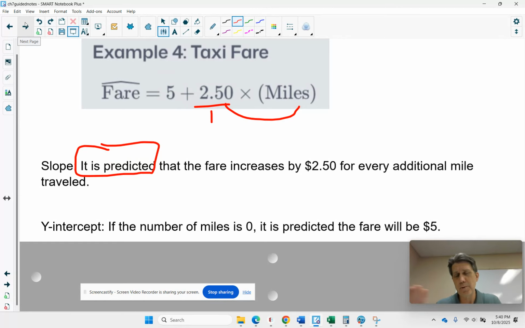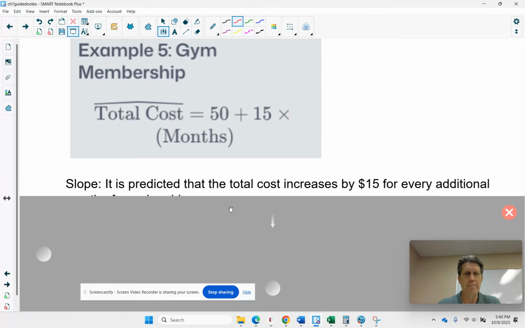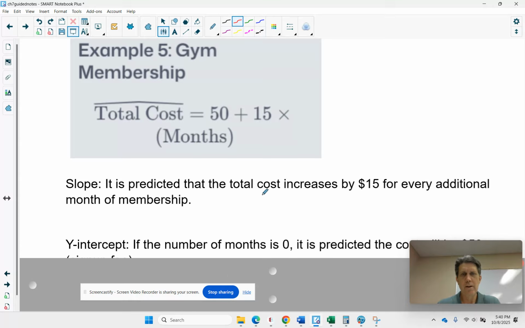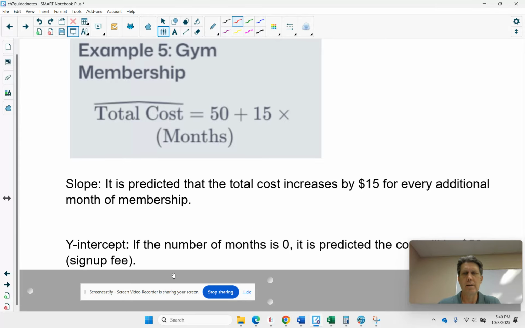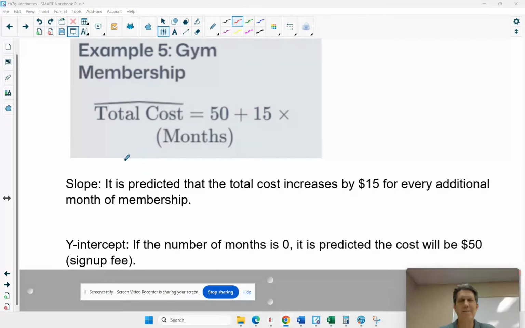All right, I'm going to assume you have paused it. If you need more time, pause. Here goes example 5. Gym membership. It is predicted the total cost increases by $15 for every additional month of membership. Y-intercept, if the number of months is 0, it is predicted that the total cost will be $50, which is basically the sign-up fee, right? Okay.